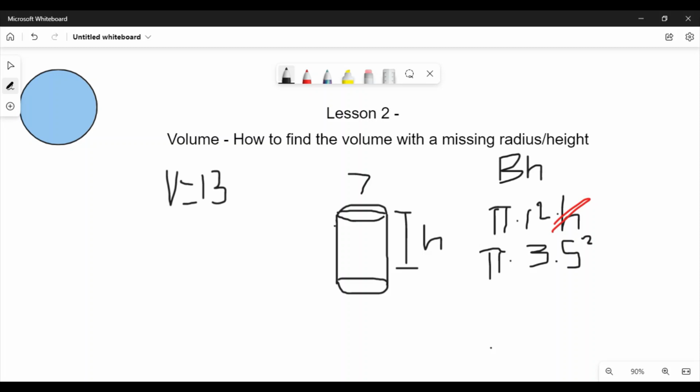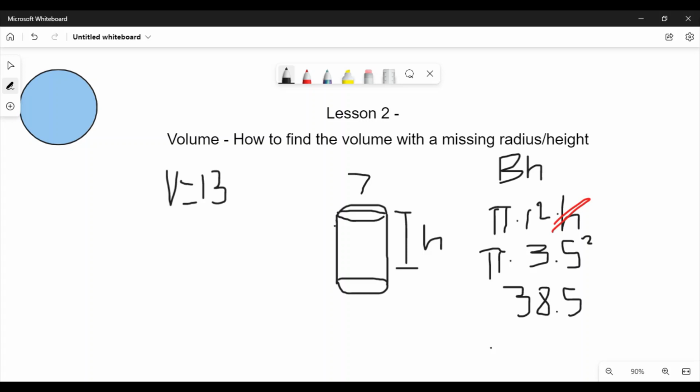Okay, so now we put that in our calculator. So 3.14 times 3.5 squared. Okay, it should be 38.5 rounded to the tenths place. So 38.5.